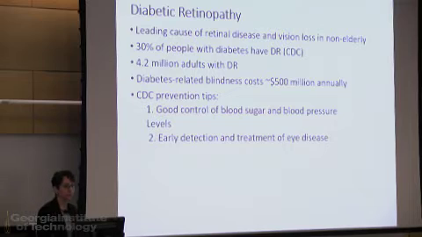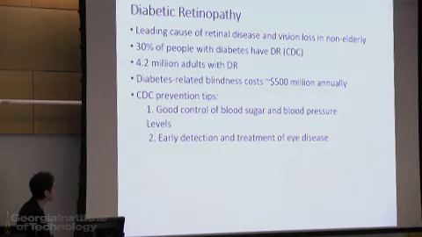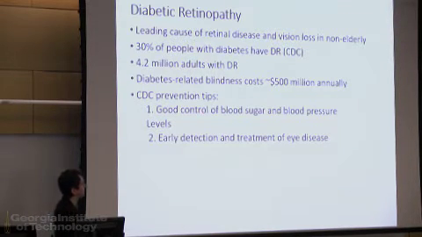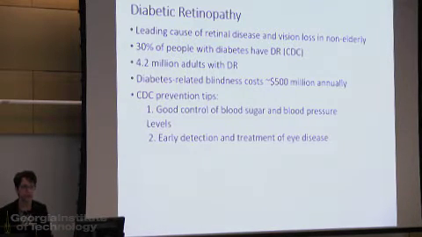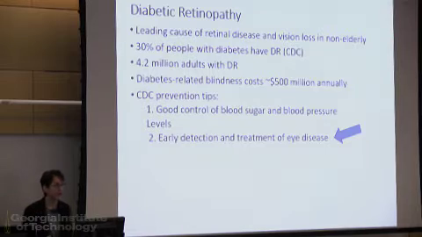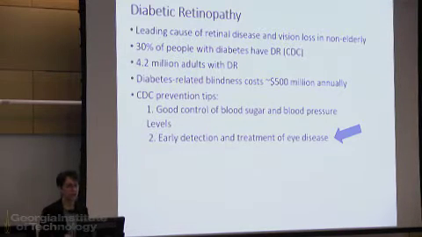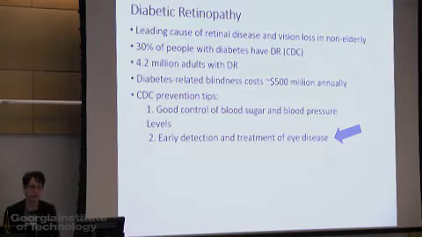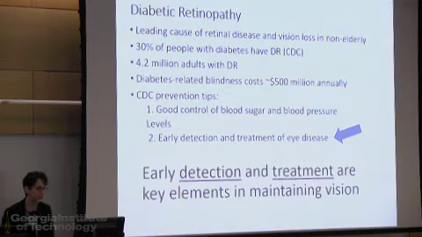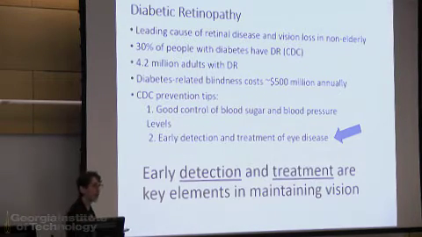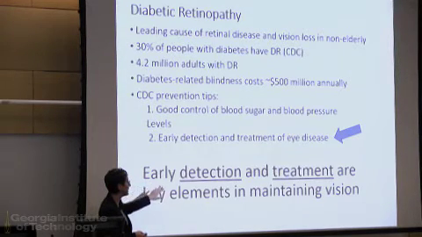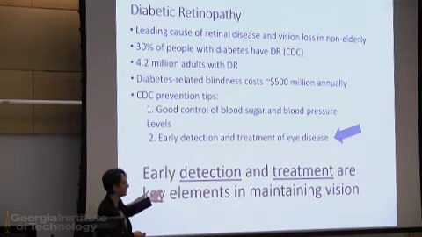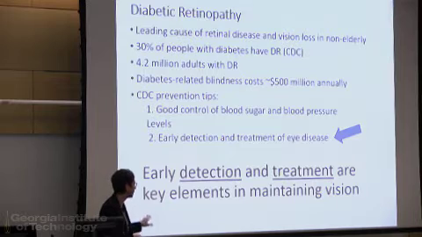So the CDC has a couple prevention tips. The first is just good control of blood sugar and blood pressure levels, and then early detection and treatment of eye disease. And that's the one that I am most interested in, is how can we detect this disease earlier, and then how can we treat it? And so my talk today, and my lab in particular, is very focused on these two things.